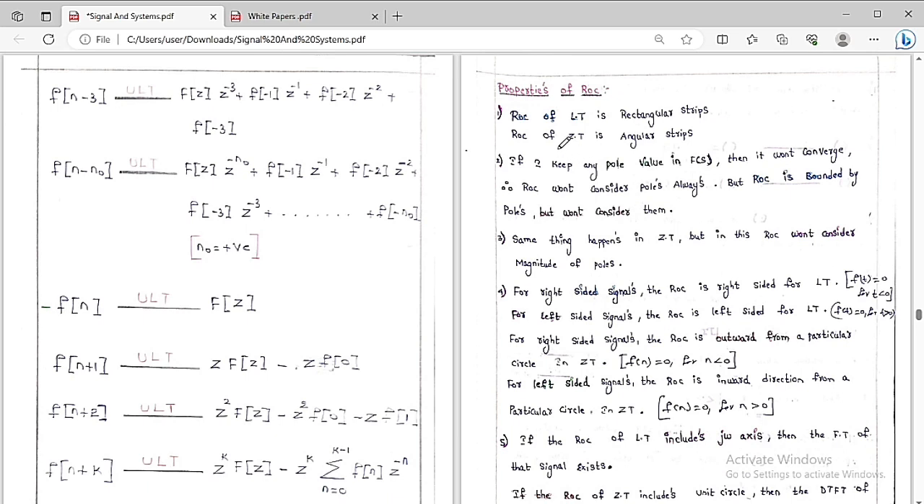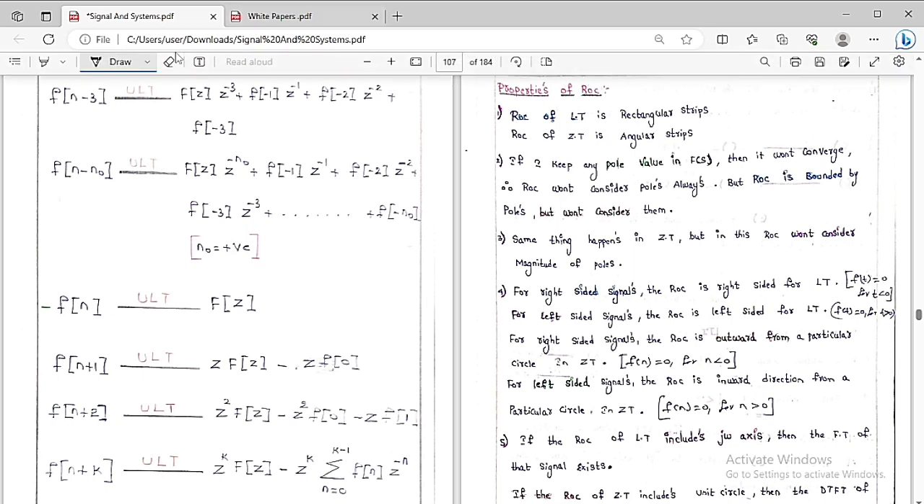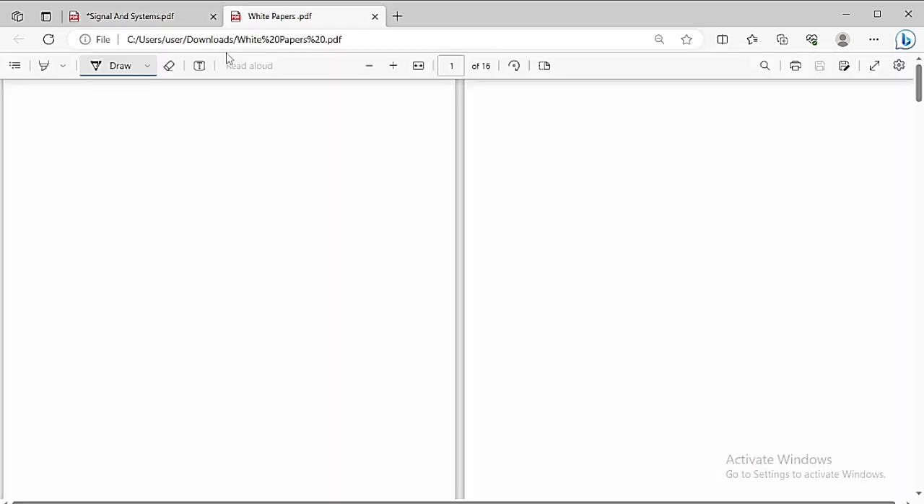The first point is that the ROC of the Laplace transform is rectangular strips, whereas the ROC of the Z transform is angular strips. I already told you, in the case of the Laplace transform, the ROC is nothing but the real part of s, which is sigma. So you take the s plane, with sigma on one axis and j omega on the other.